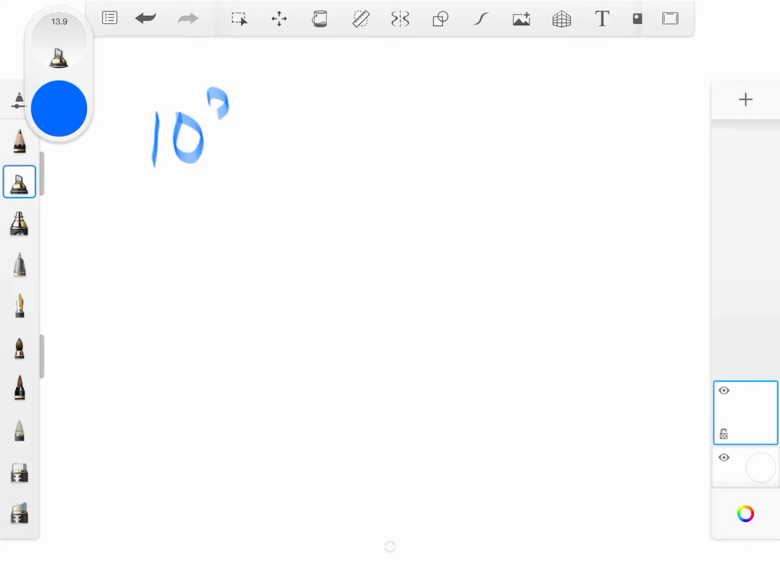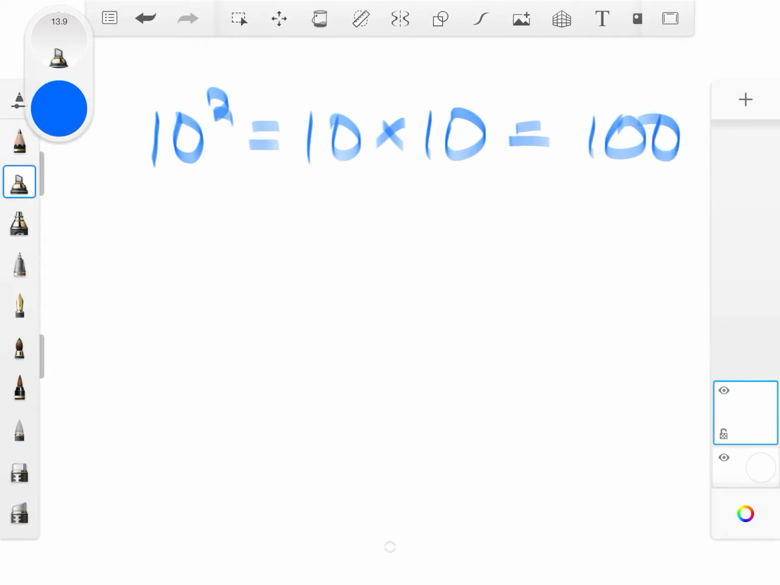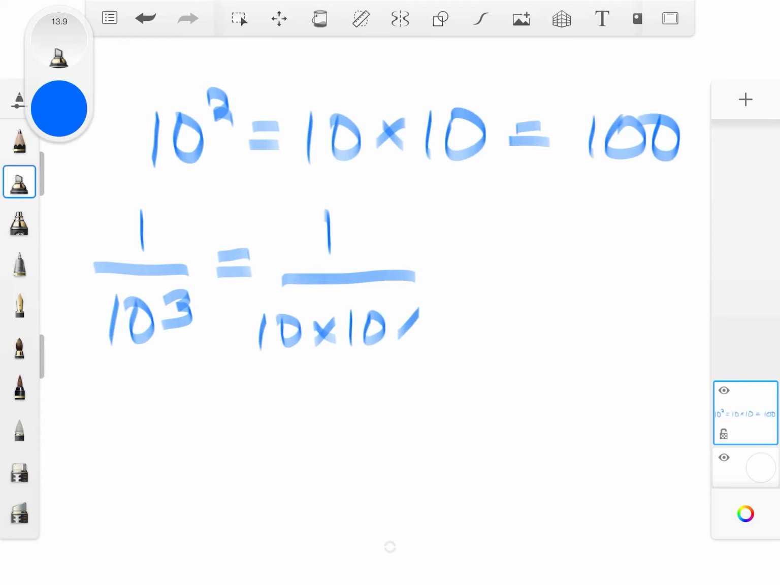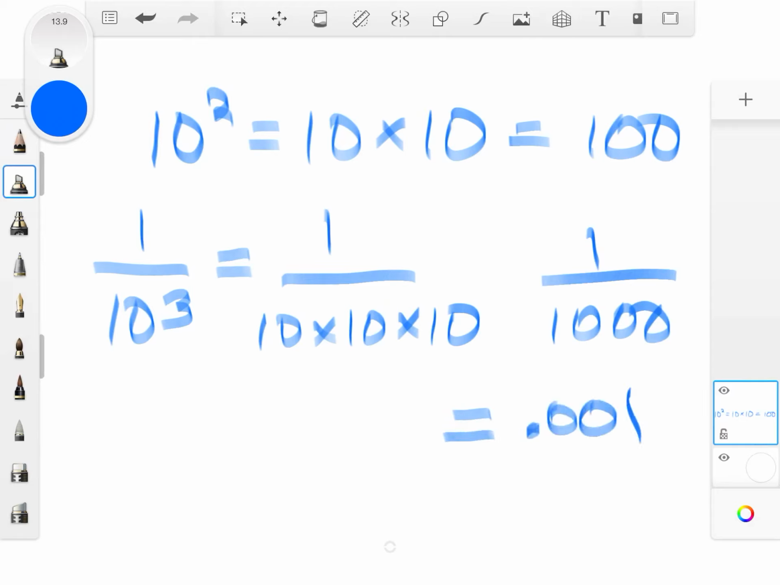For instance, if you have 10 to the power of 2, that equals 10 times 10, which equals 100. If you have 1 over 10 to the power of 3, it's 1 over 10 times 10 times 10, or 1 over 1,000, which would equal 0.001.